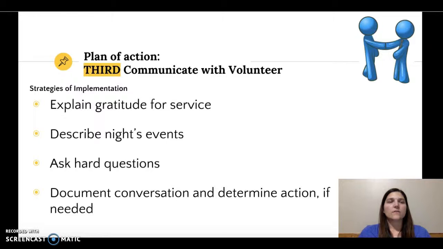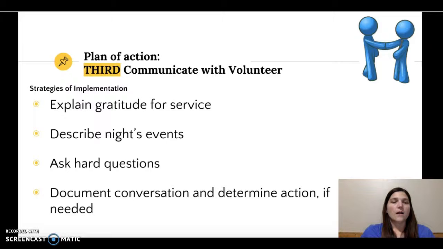I would start the steps of implementation by explaining to the volunteer how much the school is thankful for their reliable and valued volunteer time and service. I would describe that night's events and then ask what they think could have happened to the funds. Could the 50 have been issued in change? Also, you might need to ask some hard questions such as, are there lingering hurt feelings with the denial of the PTA funds request with Mrs. Bowman?